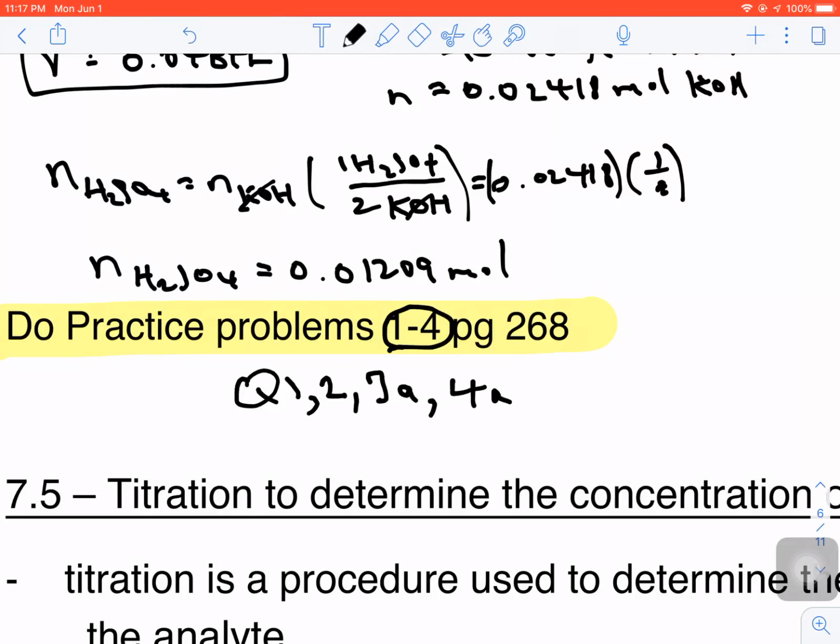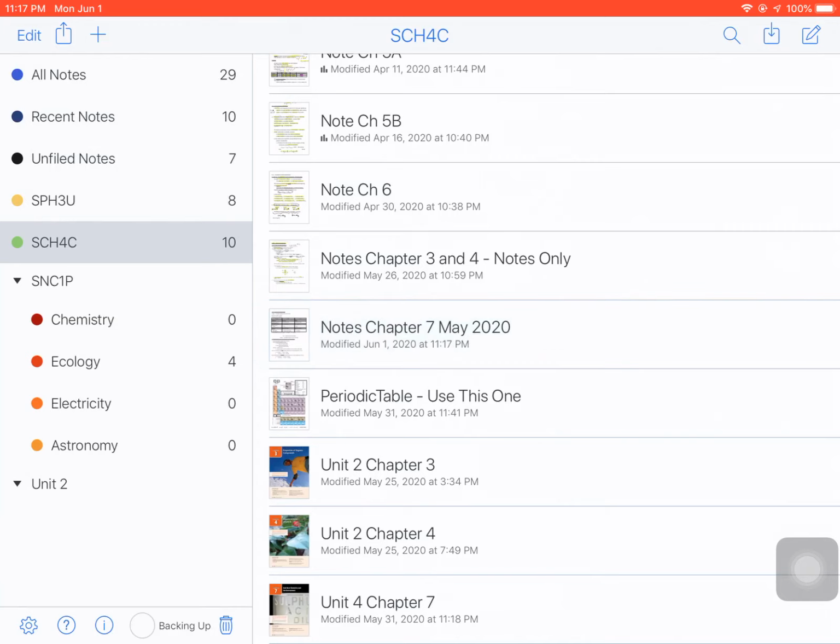So before I move forward, I assigned some homework for yesterday, which were these 4 questions here on page 268. But I realized a couple of them are a little tricky, and I'm going to skip 3B, 3C, 4B and 4C, and just leave you with 1, 2, 3A, and 4A. And I think I'm going to do 3A and 4A right now, just for practice.